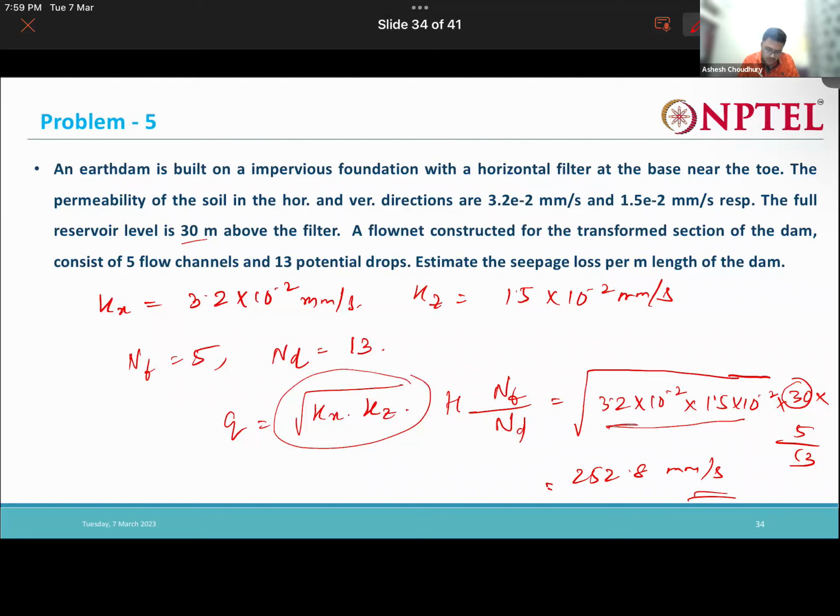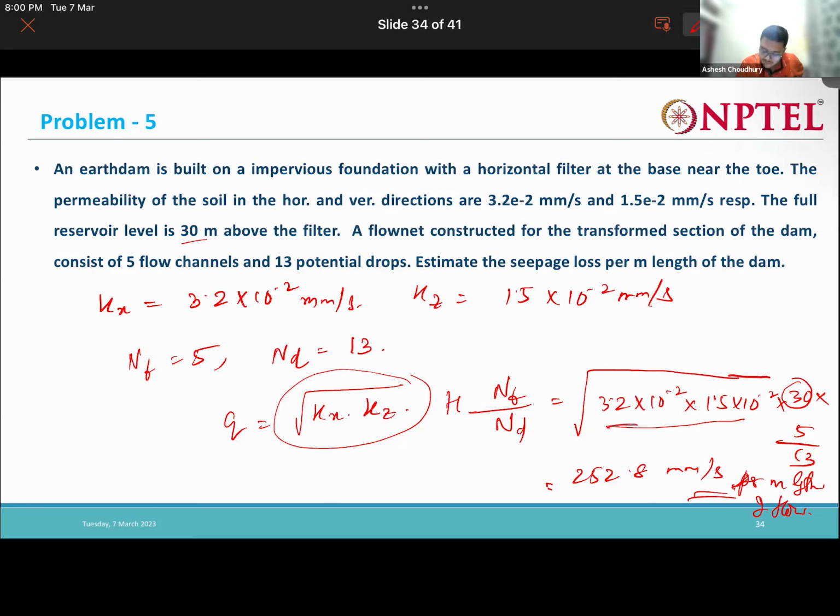3.2 into 10 to the power minus 2 into 7. Okay. This much per meter. Okay, per meter length of flow. Okay, per meter length of the dam.